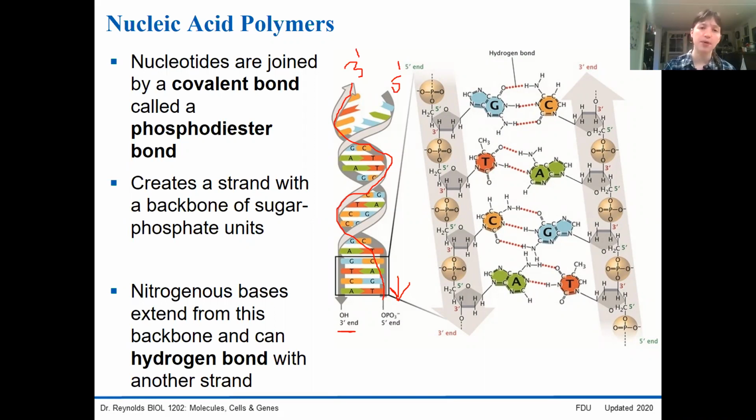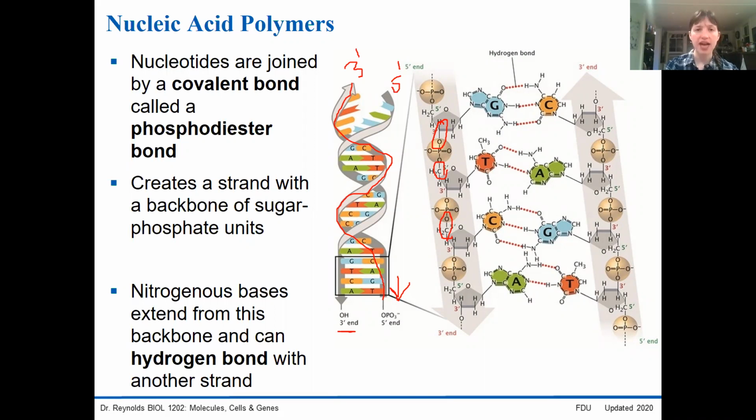Now this backbone is going to be a phosphodiester bond. It's the bond that forms between this 3' carbon and the phosphate attached to the 5' end. So this phosphodiester bond here is going to be a covalent bond. It's going to be a strong covalent bond. And so that backbone is going to have a very strong nature to it.